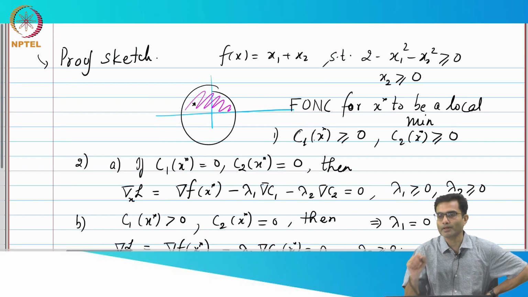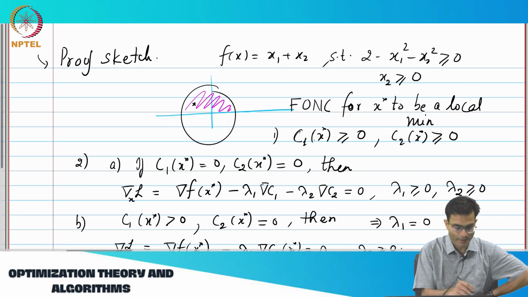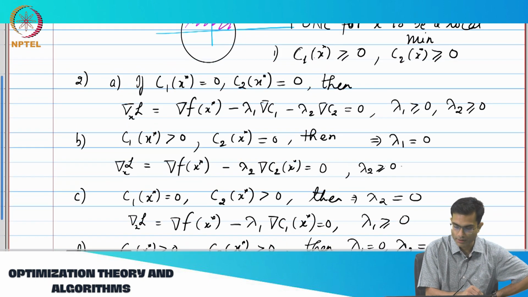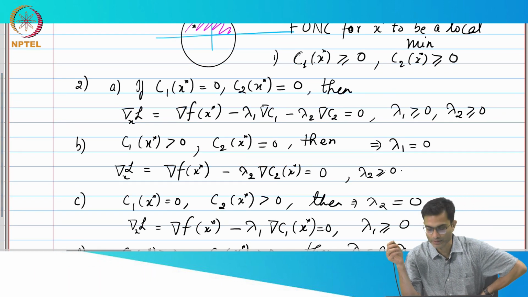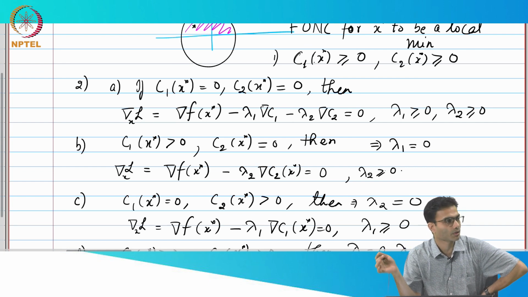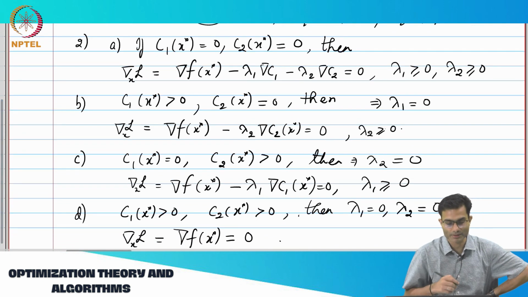So for any point x star inside this feasible region, these are the tests that we have to subject this point to, okay. The first one is very trivial, obviously it should be feasible. So I say C1x and C2x both should be greater than or equal to 0. If that is not true, there is no conversation, okay. Then we come to the various possibilities.